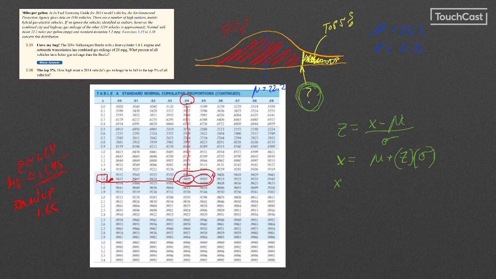So x is equal to, well, we do know mu, 22.2, plus, and now we know z, which is 1.65, times sigma, the standard deviation, which is 5.2. If you do the math on this, you should get somewhere around 30.754 miles per gallon.